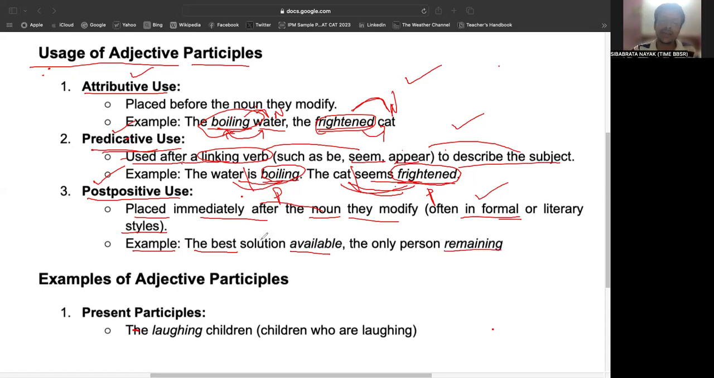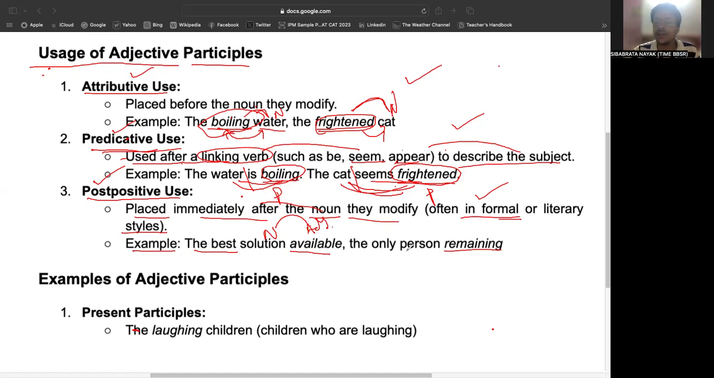So the best solution. Solution is a noun, right? And available is an adjective participle. Available, so in that case you can find out the best solution available. Here the adjective is used after the noun, which is known as a post-positive use. Generally an adjective is used before the noun, but in post-positive use, the adjective is used after the noun.